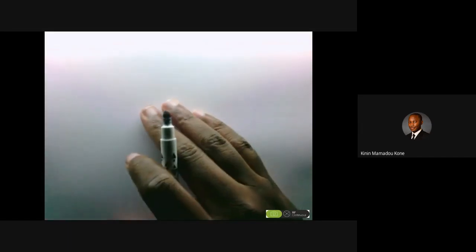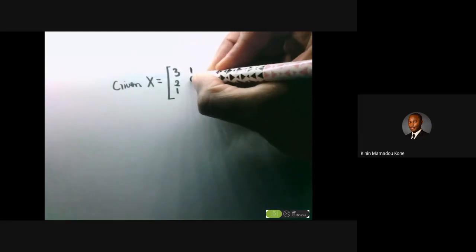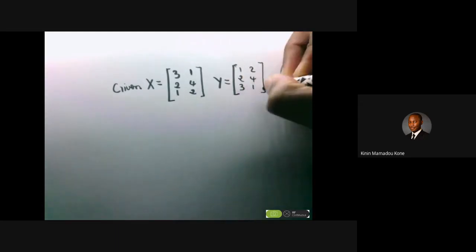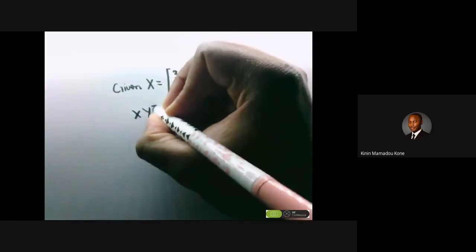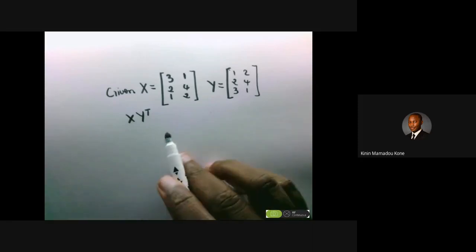So you are given a matrix X with entries three, two, and one, and another matrix with entries 1, 4, and 2. You have that matrix Y equal to 1, 2, and 3, 2, 4, and 1. You want to compute the outer expansion.